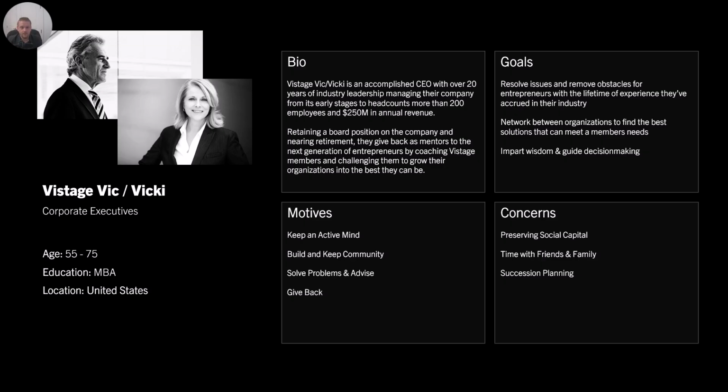Now, when it comes to the bio or the background of these executives, they're probably at a phase in life where they're retaining a board position, they're thinking about succession planning, or they're nearing retirement. And the companies that they've built started from the garage or the basement up to the big corner office with headcounts in excess of 200 employees to 2,000 employees and in excess of $250 million in annual revenue.